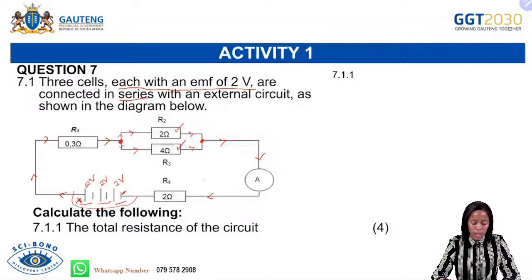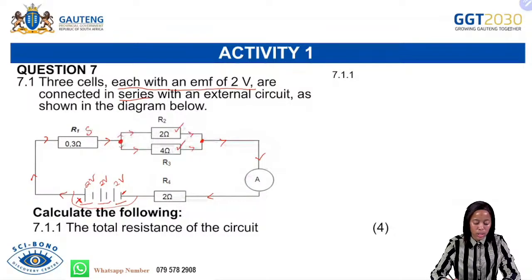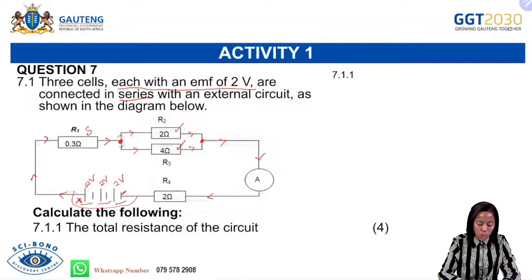Okay, so by looking at the diagram, we can already tell which resistors are connected in series and which resistors are connected in parallel. Let us see now. Resistor R1 is connected in series because before the current gets to it, the current is not split, not divided. It is traveling in only one path. And then let us look at R2.